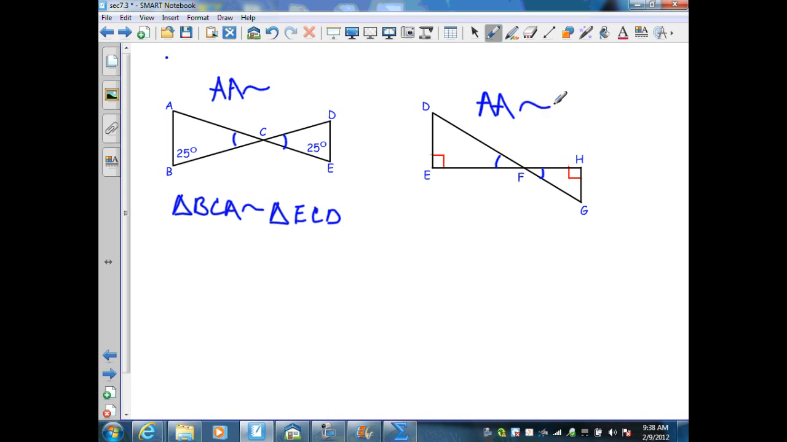Now I just have to set up a similarity statement. Therefore, I have triangle, and I'll start with the non-marked angle, which is here D, to the right angle E, to F, so DEF is similar to, again, same pattern, GHF.